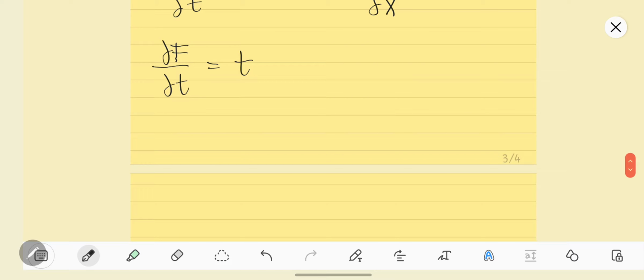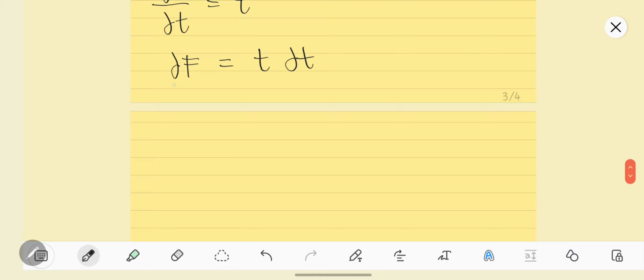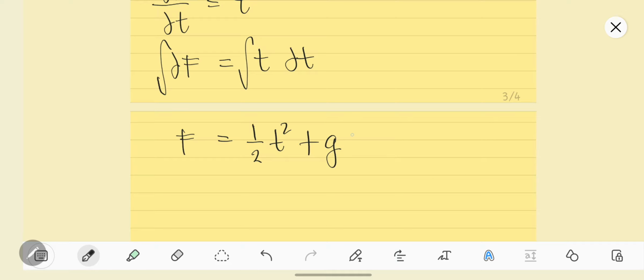So now we have the partial derivative of f with respect to t is equal to t. Now we can integrate this. So f is equal to 1/2 t squared plus g of x. Now, why does it have a g of x?